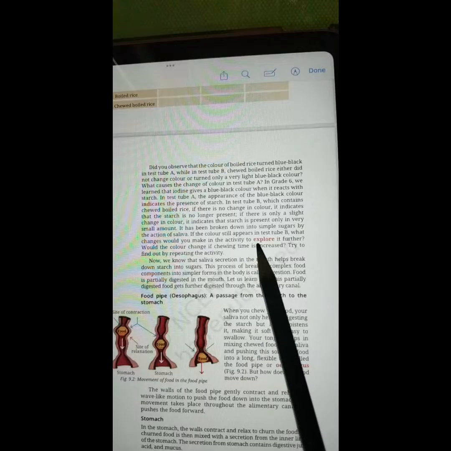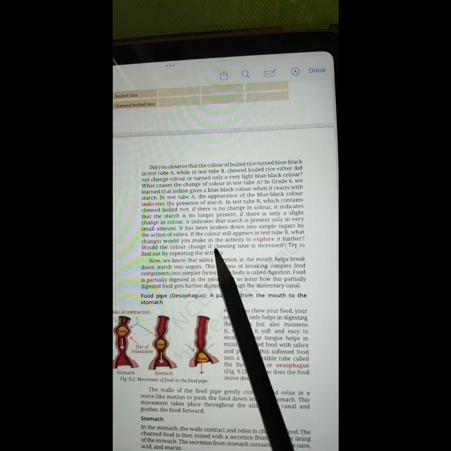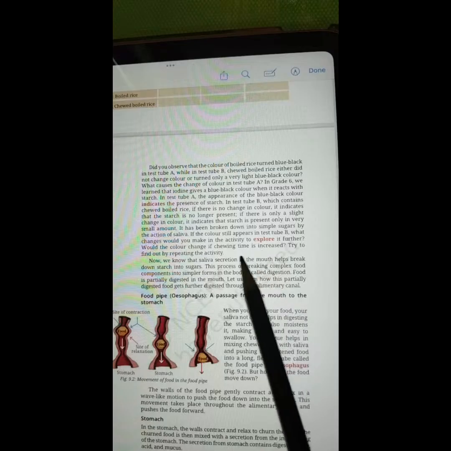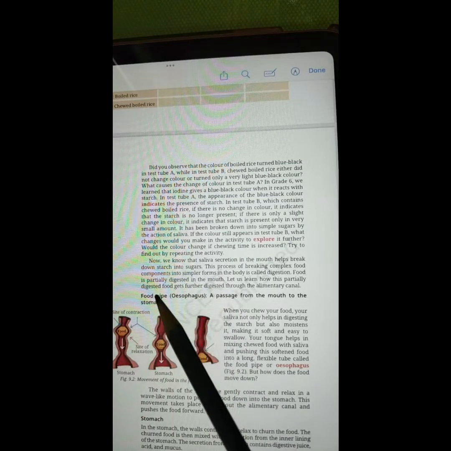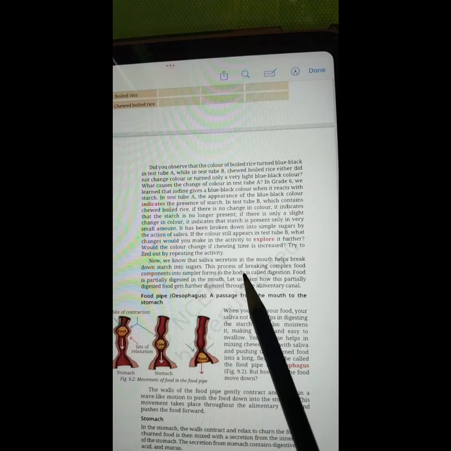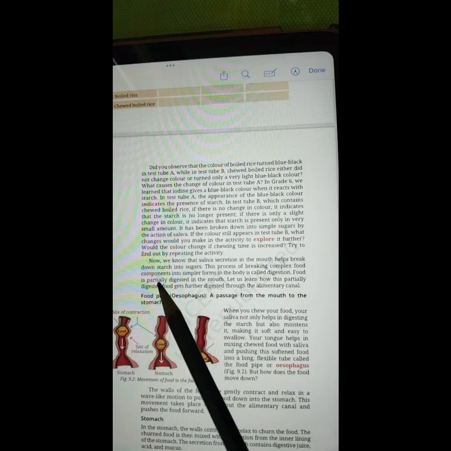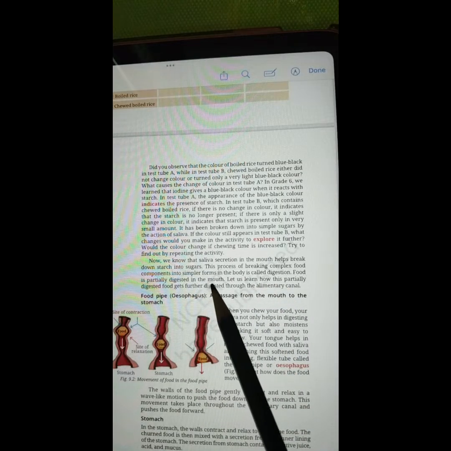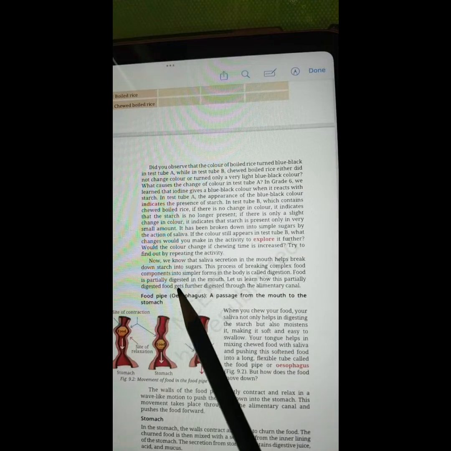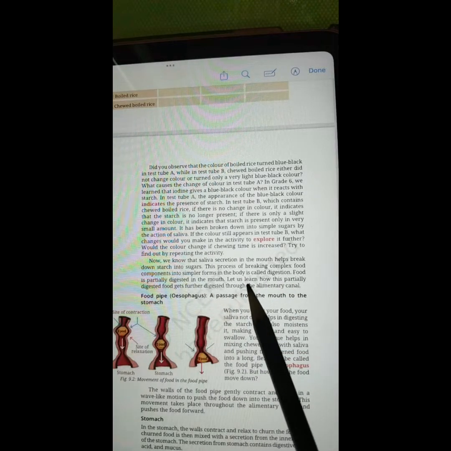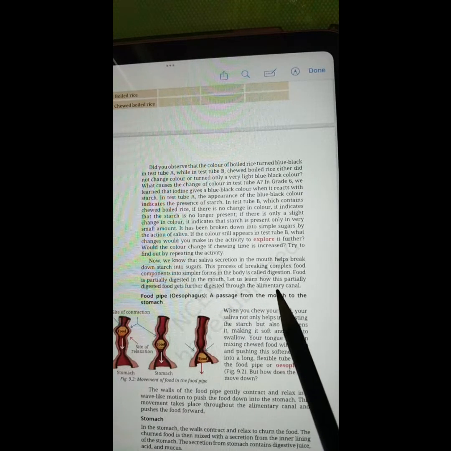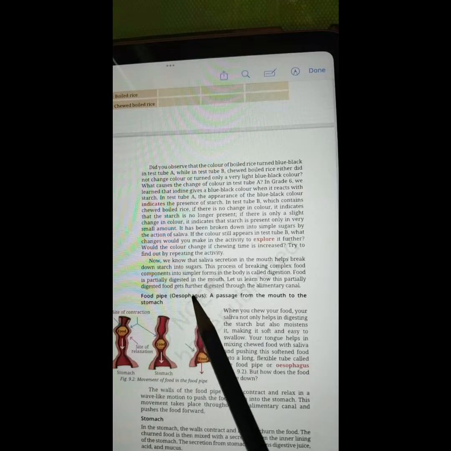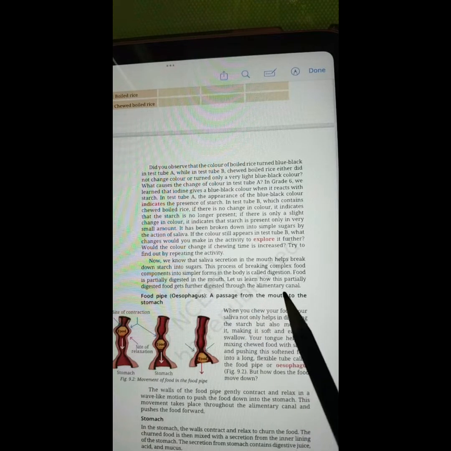If the color still appears in test tube B, what changes would you make in the activity to explore it further? Would the color change if chewing time is increased? Try to find out by repeating the activity. Now we know that saliva secretion in the mouth helps break down starch into sugars. This process of breaking complex food components into simpler forms in the body is called digestion. Food is partially digested in the mouth. Let us learn how this partially digested food gets further digested through the alimentary canal.